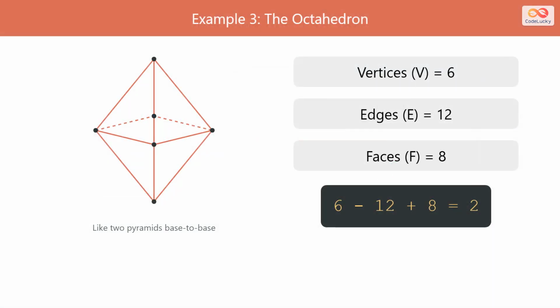Let's try one more shape, the octahedron. This looks like 2 pyramids stuck base to base. It has 6 vertices and 8 faces. It has 12 edges. Let's do the math. 6 minus 12 is -6. -6 plus 8 equals 2.